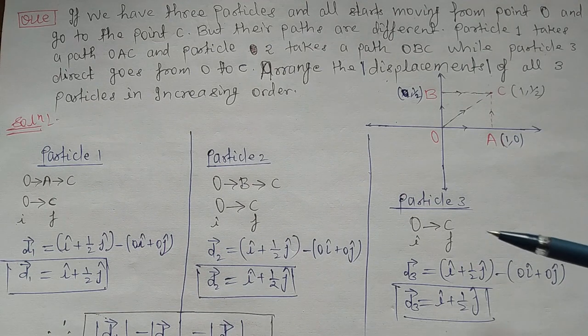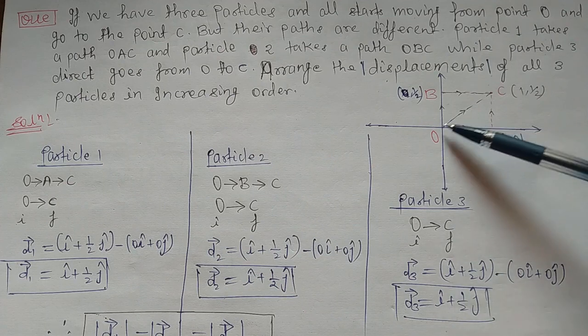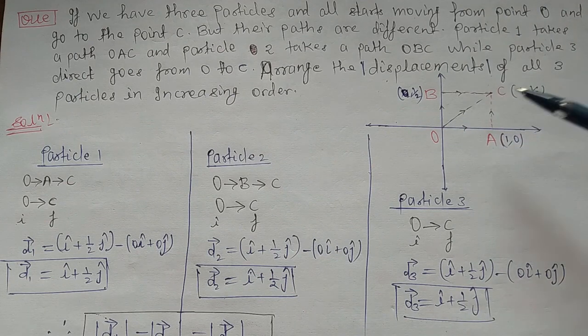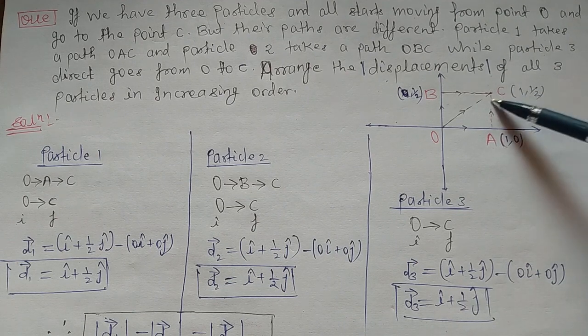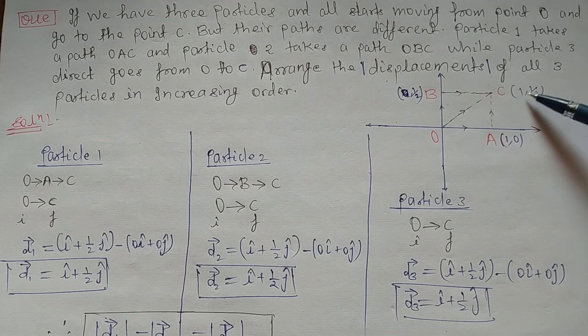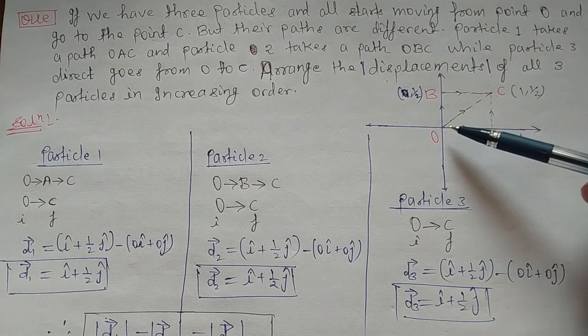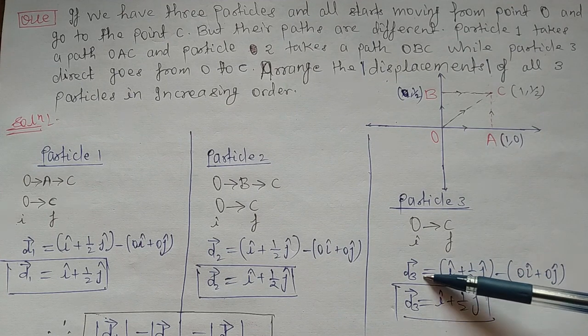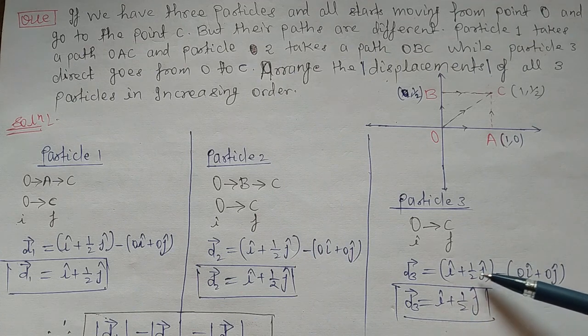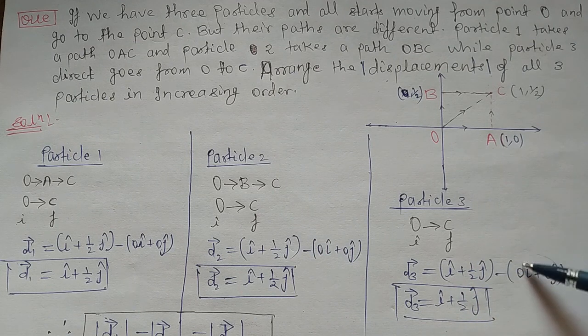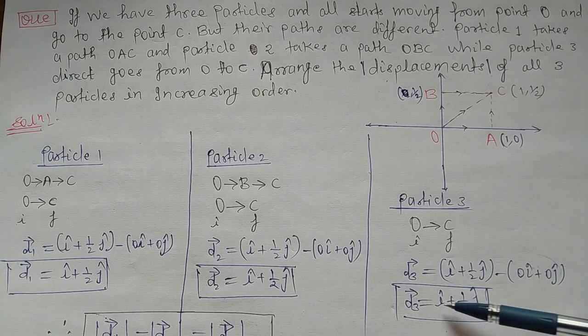Now consider particle 3. It takes the path directly from O to C. For particle 3 also the final position is C, that means i plus half j cap, and the initial position is the origin, 0i cap 0j cap. So the displacement D3 is equal to i cap plus half j cap.